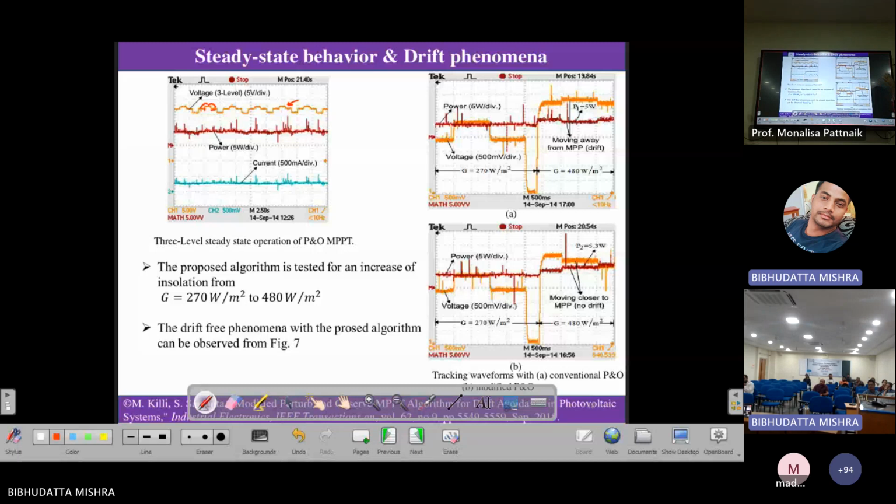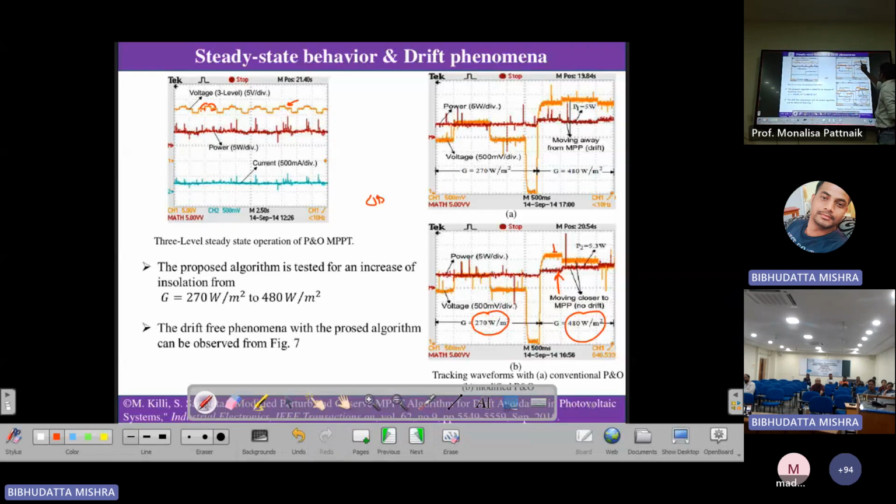Now, I told you about the drift. So we checked with two cases: one is fixed duty and one is adaptive duty. So this is for the fixed duty ratio. See, at this point we switched certain lamps on. Initially it was 270 watt per meter square, and if you switch on more lamps, it will go to 480 watt per meter square. So instantaneously, this is the power and this is the voltage. Now A is conventional, and this is ours.